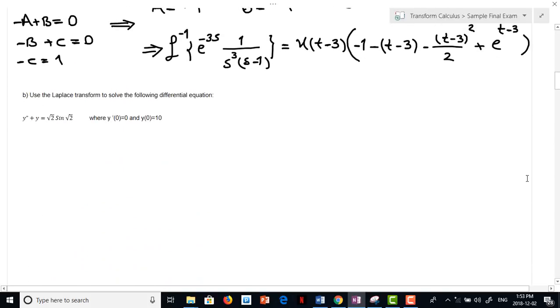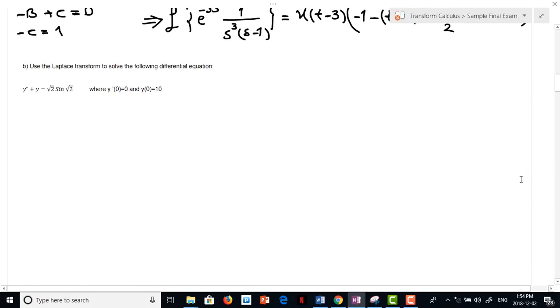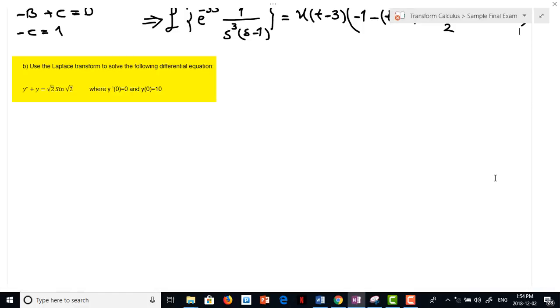Let's go through part B. In part B, we want to solve one ordinary differential equation using Laplace transform. So we have y double prime plus y is equal to root 2 sine root 2 t, but here the t is missing, so it's sine root 2 times t. Where y prime at 0 is equal to 0 and y(0) is equal to 10.